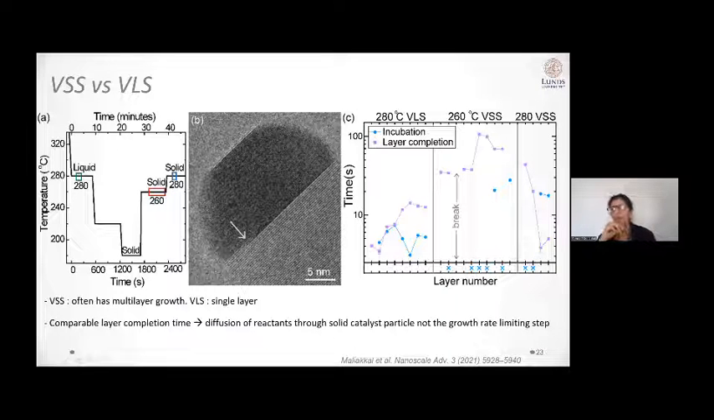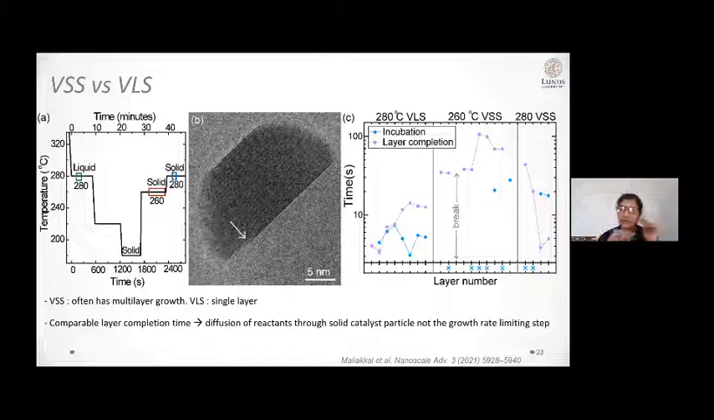So if liquid and solid are very comparable, this would mean that we normally would expect that the arsenic and the gallium have to diffuse through the catalyst particle and then reach the growth interface. But here we see that through the liquid and through the solid, it is reaching pretty much at the same time, which means that diffusion of the material is not somehow the limiting factor here. It can be that the diffusion through the particle is slower in a solid than a liquid, but that is not at least the rate limiting step.